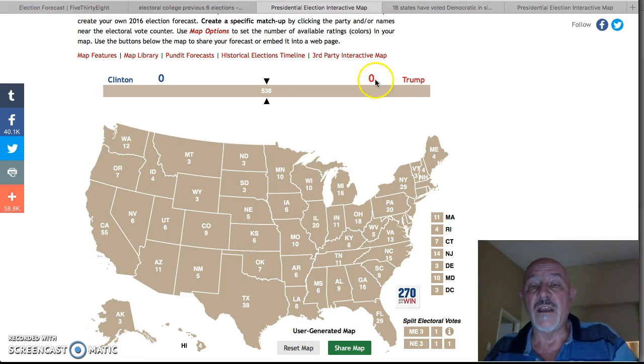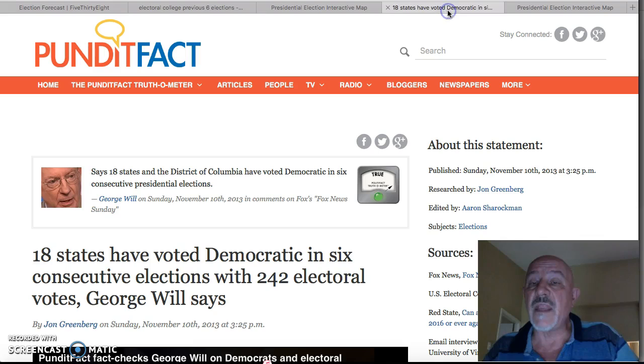And there we are. Nobody has any votes. But we do know that there is history and there's precedent. We know that it is more likely that a certain party will win certain states. And here on PolitiFact, they have put together a little table to help us to understand that.